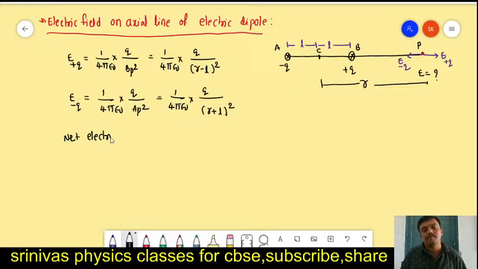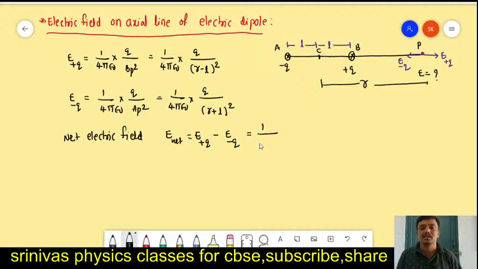Net electric field. How to find out the net electric field? Net electric field is the sum of these two. But we should subtract them. This E suffix plus Q minus E suffix minus Q we should write. Then here we write like this. That is 1 by 4 pi epsilon naught into Q by (R minus L) whole square minus 1 by 4 pi epsilon naught into Q by (R plus L) whole square we should write.